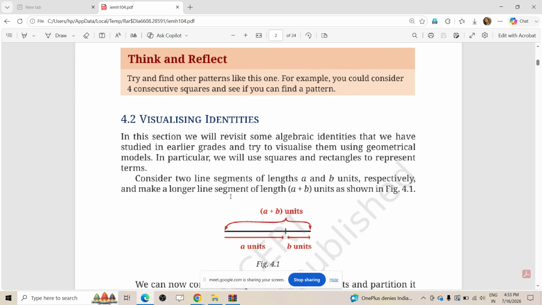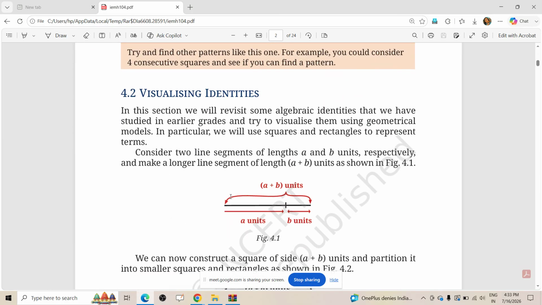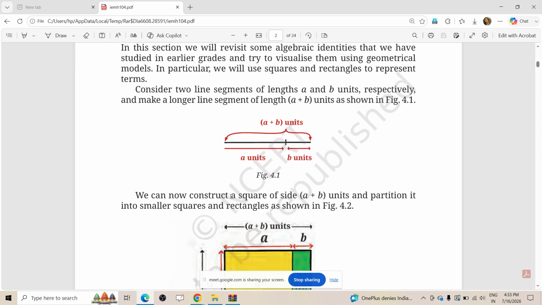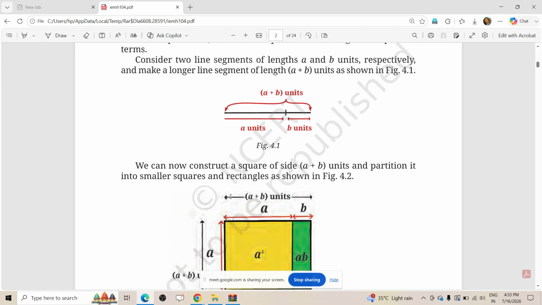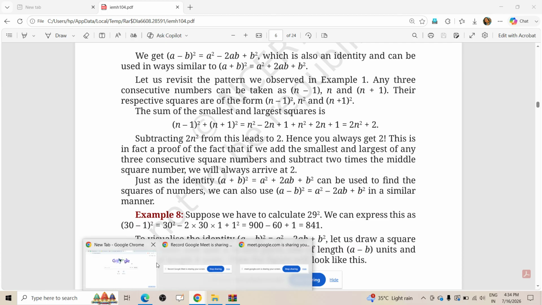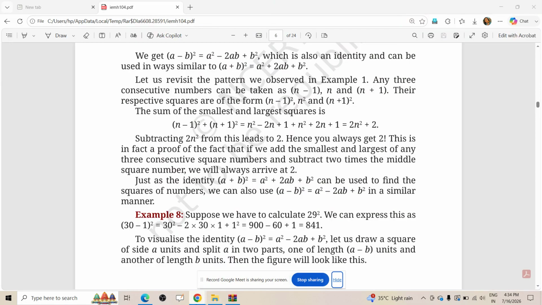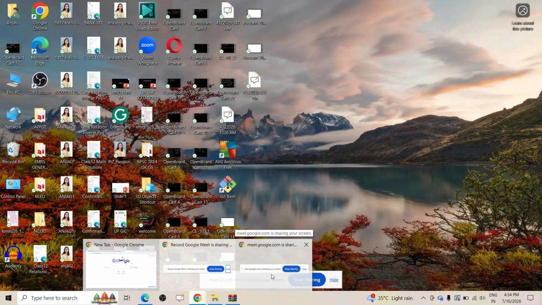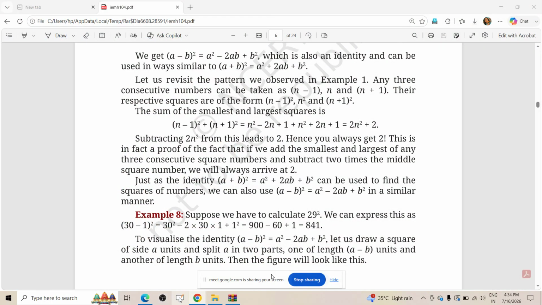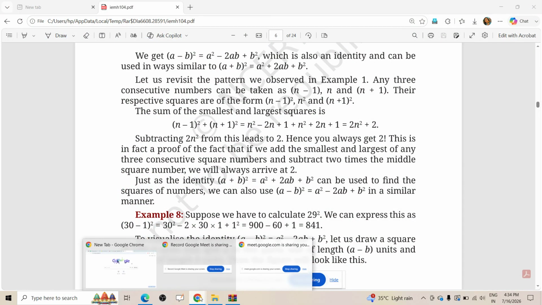Okay. So what have we studied in the last class? What was the formula? What was the identity? Yes. So you have solved the exercise. Okay. So can you show me once? Can you share the screen and show me?